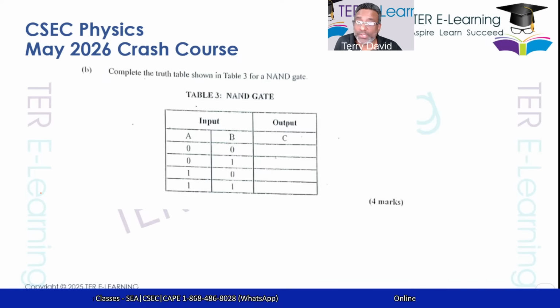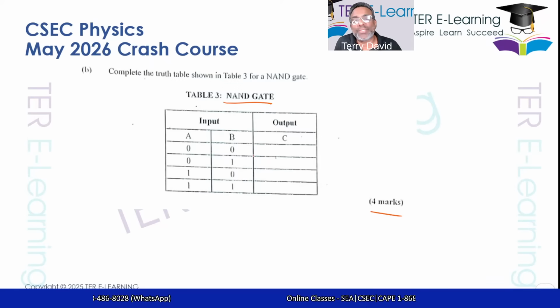This is what the question was. For 4 marks, they want me to complete it. It's a NAND gate. So if it's a NAND gate, it means it's going to be the opposite of an AND gate. Therefore, this is going to be 0, this is 1, this is 1, this is 1. I get 4 marks here, just like that. All right, let's see what else we have here now. This paper had some easy questions.